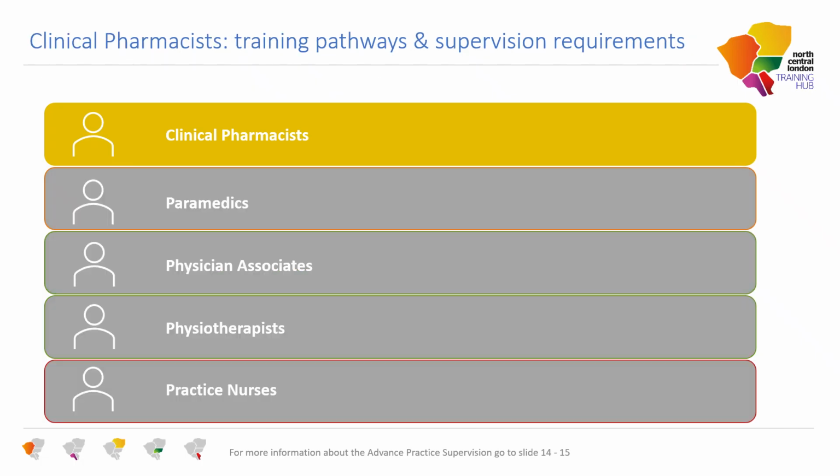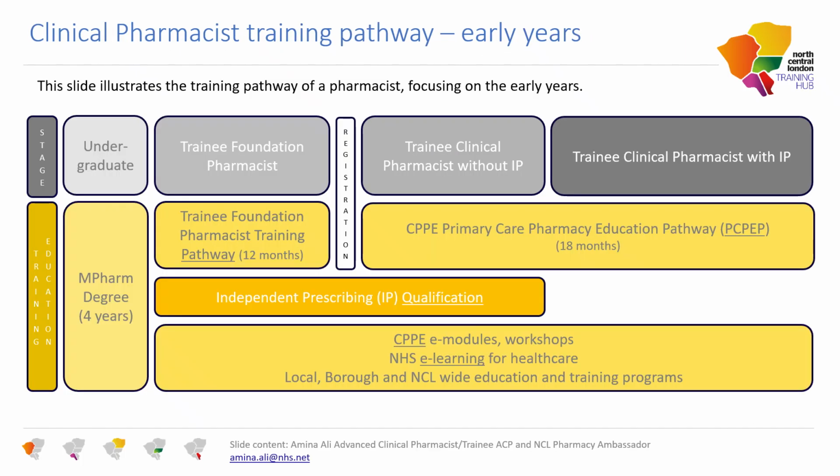In this section, we will explore training pathways and supervision requirements for clinical pharmacists. We will also signpost to further information. This slide shows the training pathway of a pharmacist in the early years. The first step to becoming a pharmacist in the UK is completing a Master of Pharmacy degree. This is a 4-year undergraduate programme accredited by the General Pharmaceutical Council. The programme covers various aspects of pharmaceutical and clinical pharmacy.